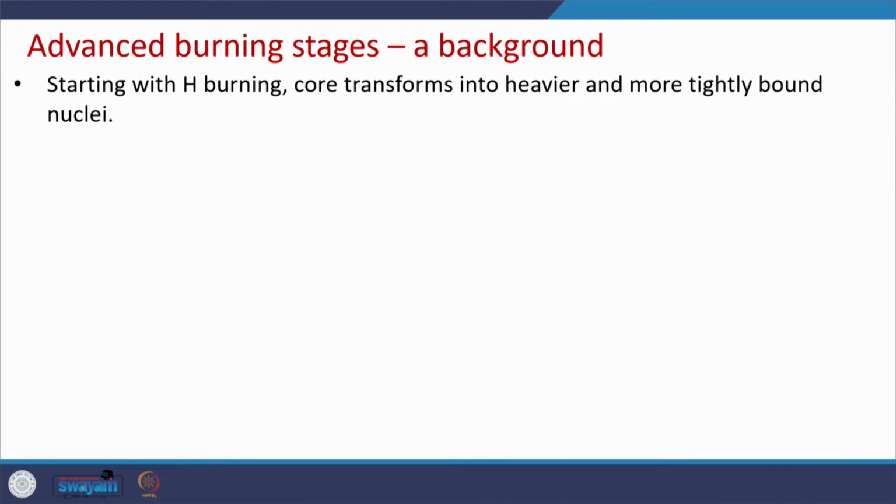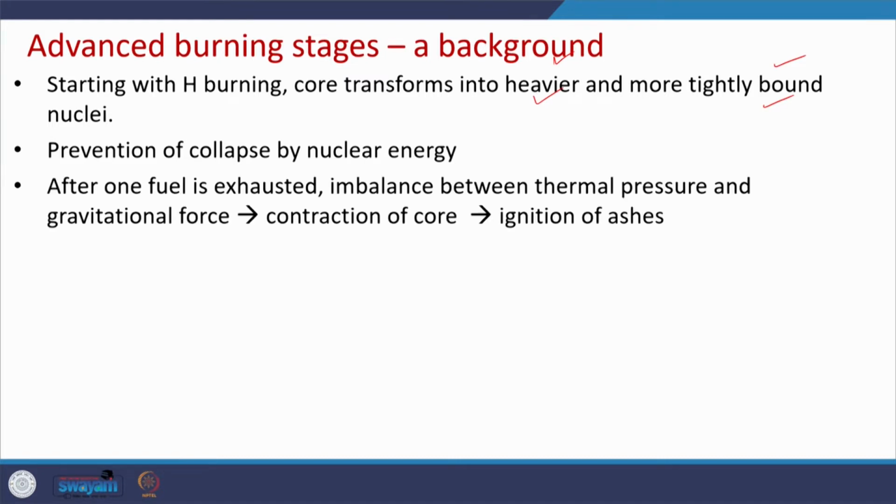Let me give you a brief background of advanced burning stages in the star. As I said, starting with hydrogen burning, the star's core transforms into heavier and more tightly bound nuclei. These two points we have to remember. Now, the energy produced in the nuclear reactions helps the star not to collapse against the gravitational effect. Now, starting from hydrogen, after one fuel is exhausted, what will happen?